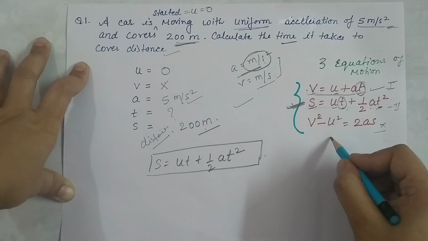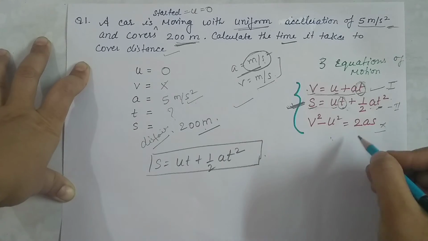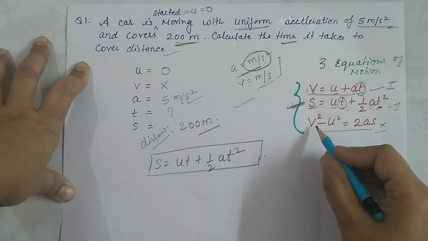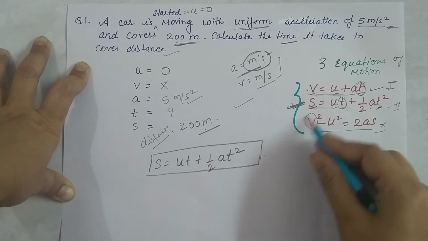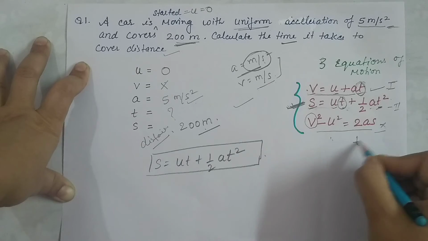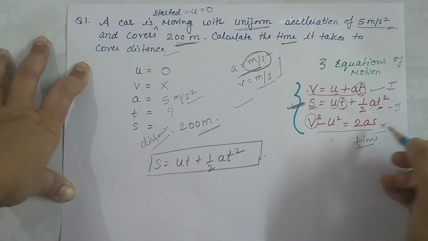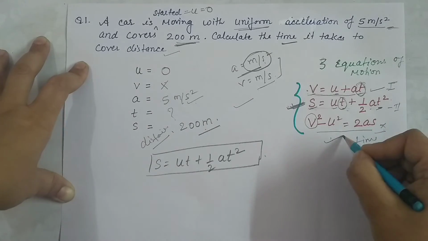Now the third equation. In the third equation we don't know about the v square, and also time is not involved. Time is not given here, so we are not able to find the time from this.